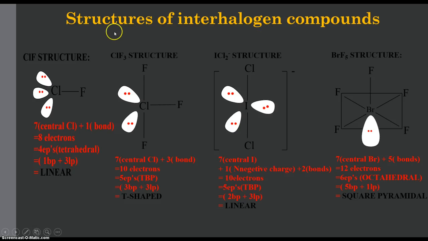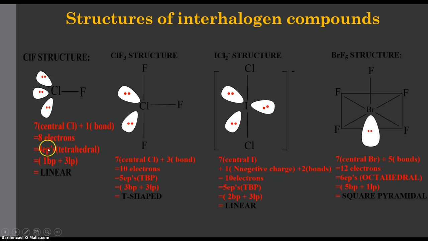in class 11. In the first structure, that is the ClF structure, the central chlorine will have 7 electrons. All the halogen atoms have 7 electrons in their valence shell, right? So this chlorine atom will have 7 electrons in its valence shell. Okay, and there is only one bond, so plus 1 electron it will get. This extra 1 electron chlorine atom will get due to the formation of this sigma bond. Okay, so total 8 electrons chlorine atom will have, right? So 8 electrons means 4 electron pairs.